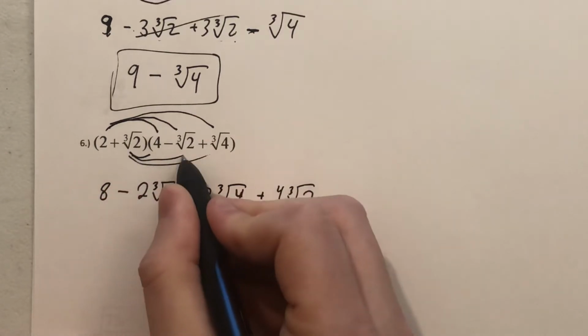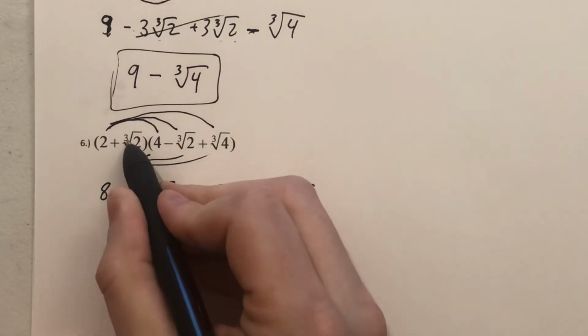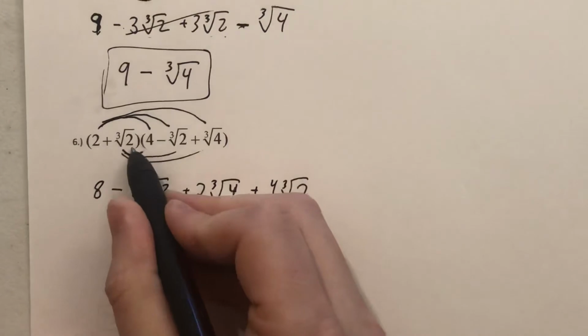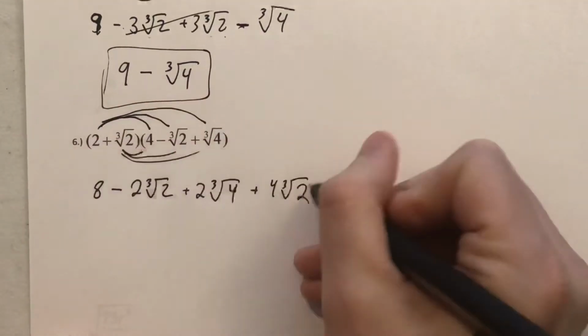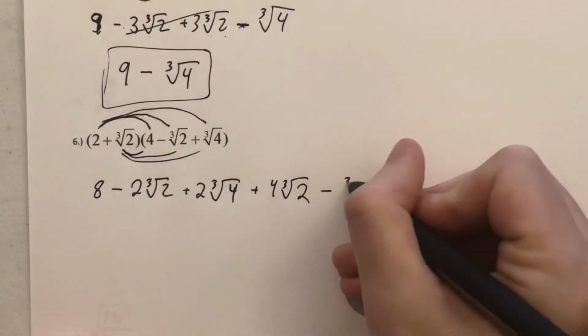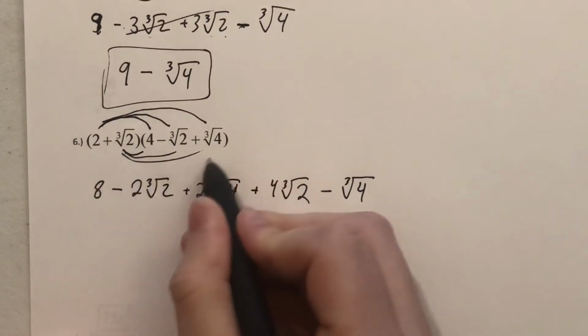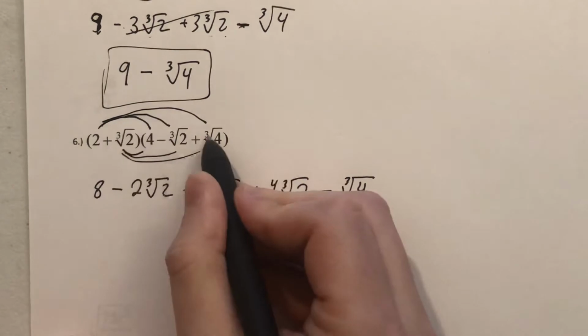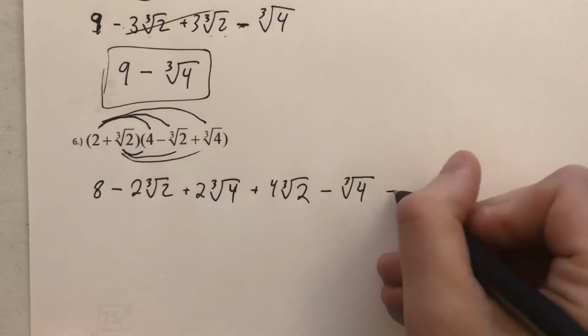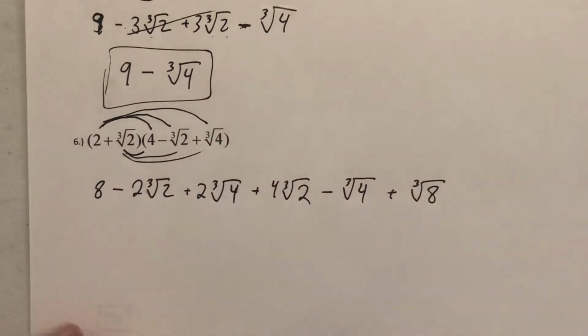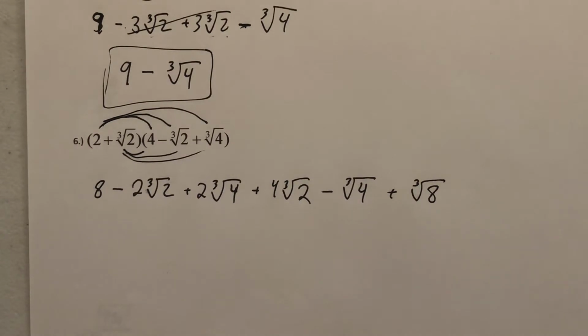Here's a cube root 2 times a negative cube root 2. They're both cube roots, so we can multiply them. 2 times 2 is 4. Positive times negative was a negative, so negative cube root of 4. And the last arc, cube root 2 times cube root 4. Again, both cube roots. So 2 times 4 will give me cube root of 8. Now, from there, what can we do?